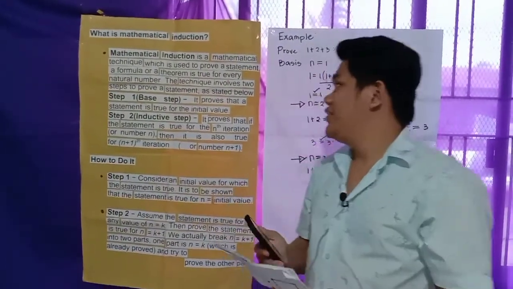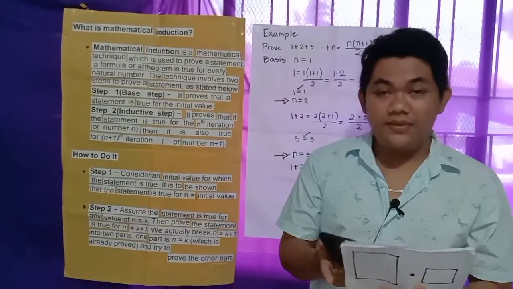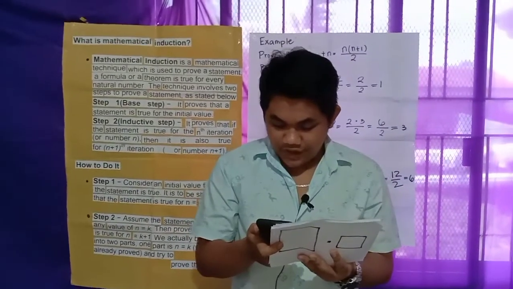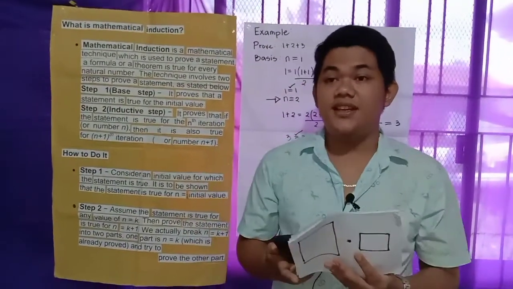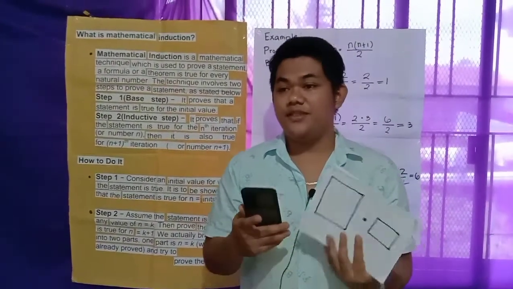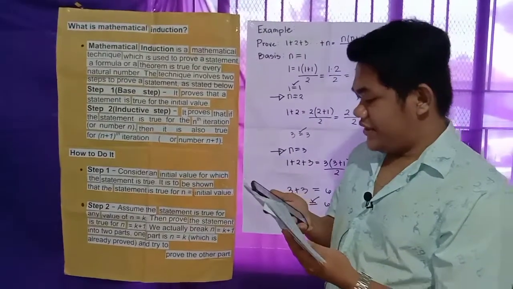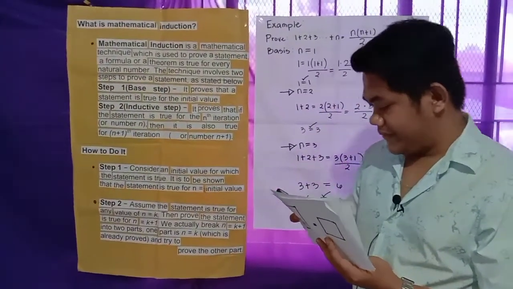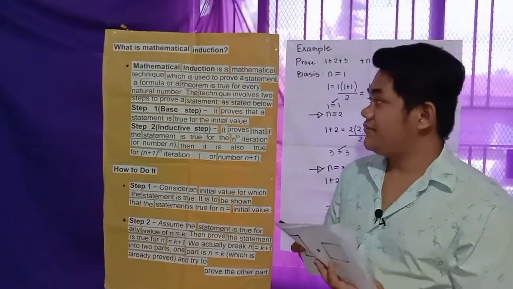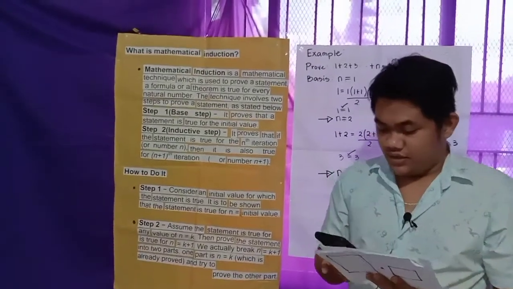Oh, perfect. So, next, who can solve this problem? Integral of 6x squared minus 4x plus 5 dx. Aldrin, you may solve the problem. Okay, so you can solve 6x squared minus 4x plus 5 dx. Okay, perfect.